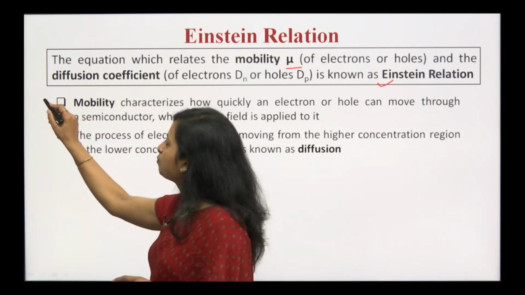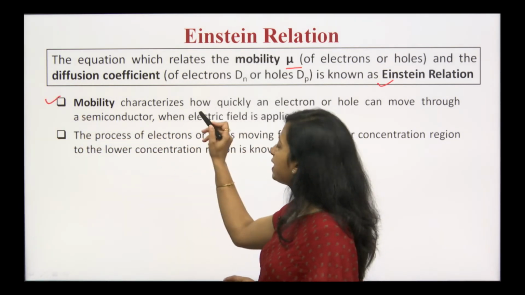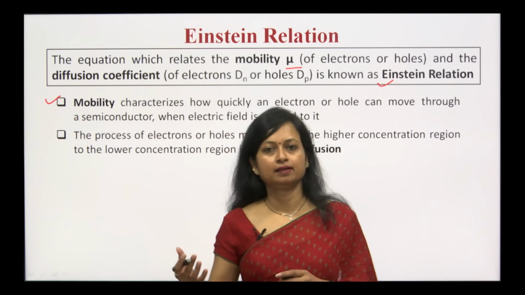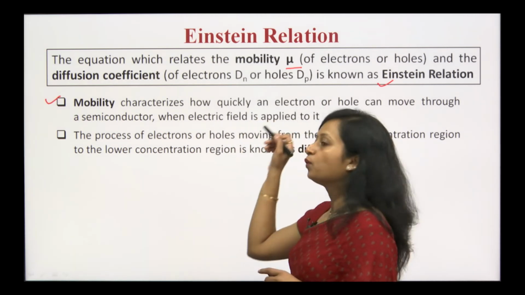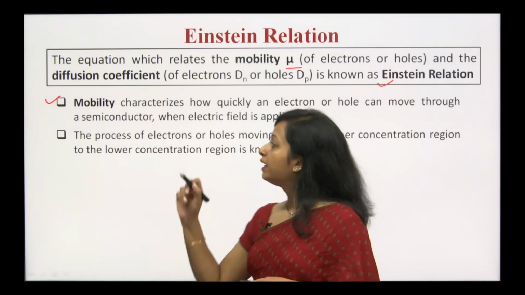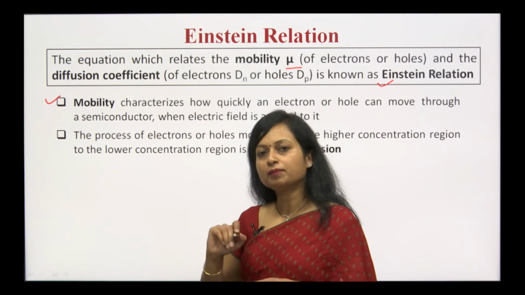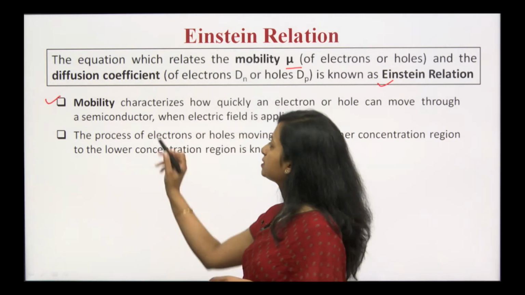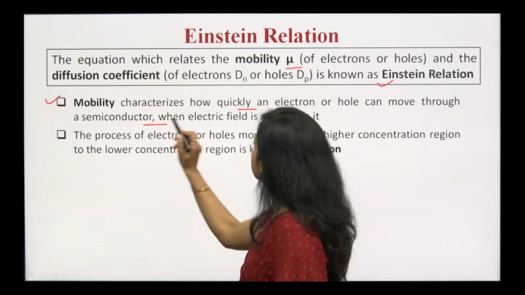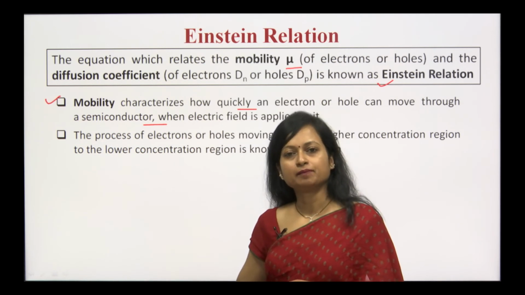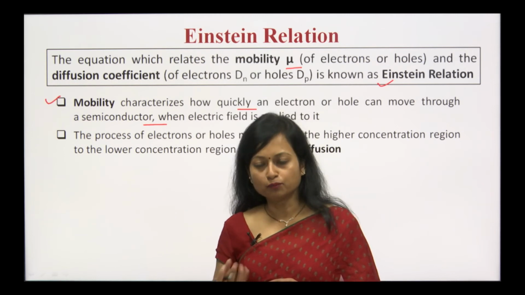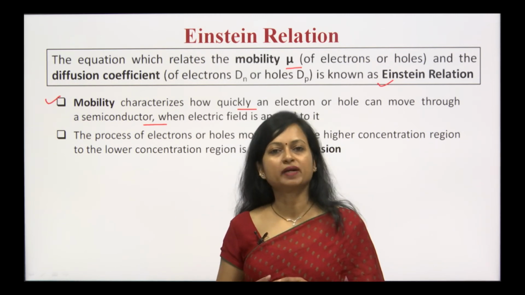Now, let us discuss some of the basic points. First, what does mobility characterize? You say that a person is very mobile, it means how quickly that person is moving. In terms of devices and semiconductors, mobility characterizes how quickly an electron or hole can move through a semiconductor when there is an applied electric field. Whenever there is an applied electric field, there will be some drift, some movement among those charge carriers.